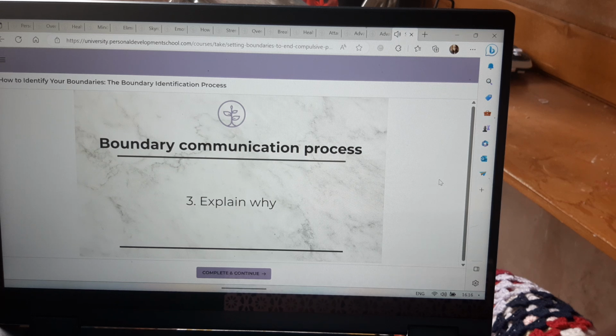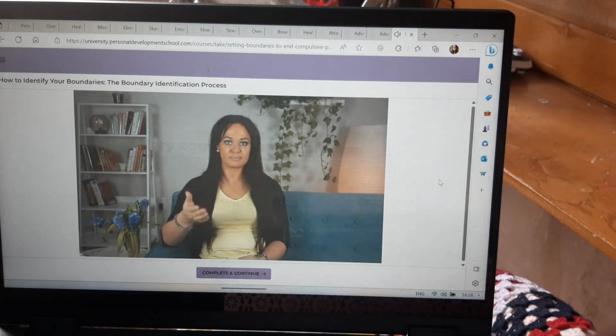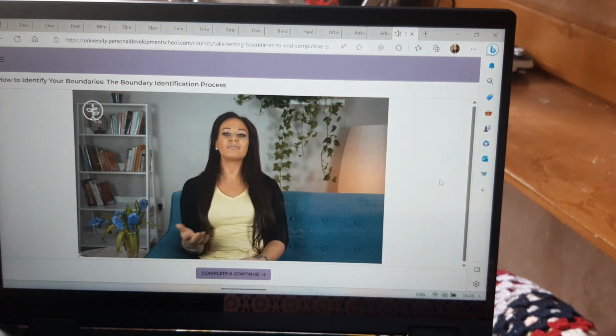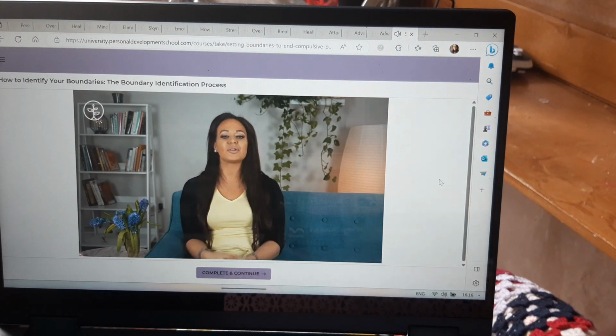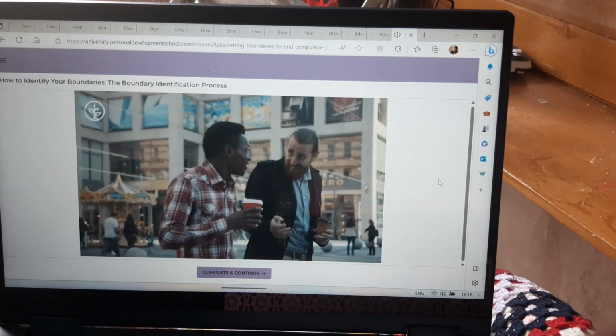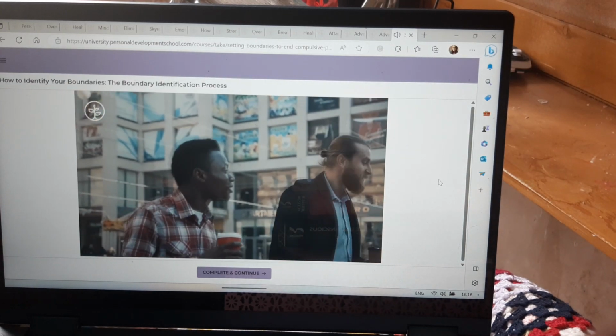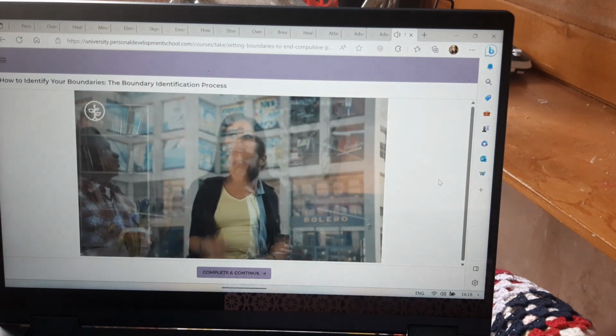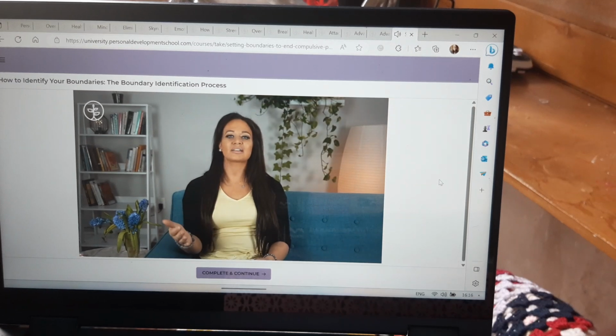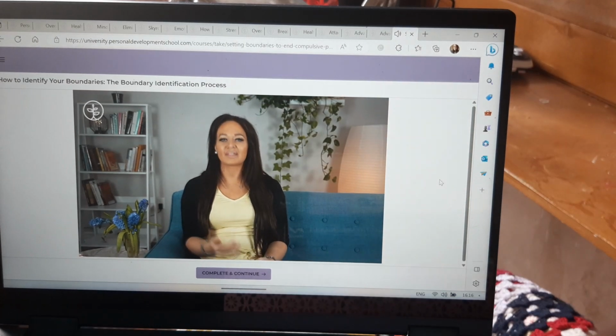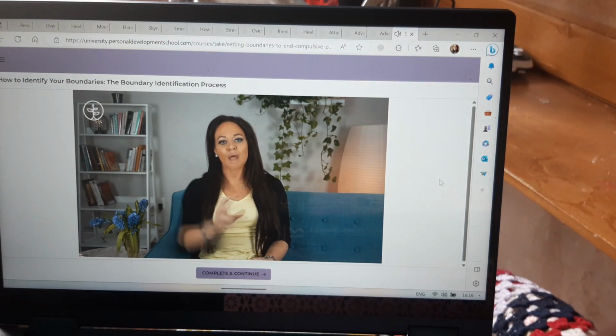Step 4, you finalize this with some sort of tagline. I'm going to give you some examples, but you can tailor this to meet your needs. But you might sort of close your boundary communication by saying something like, hey, if you can please respect that, I would greatly appreciate it. Or thanks for listening, respecting that would go a really long way with me, thank you. It's just something to wrap up the process.